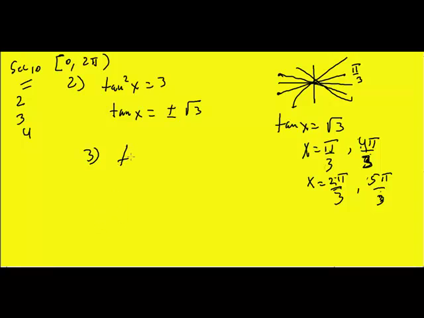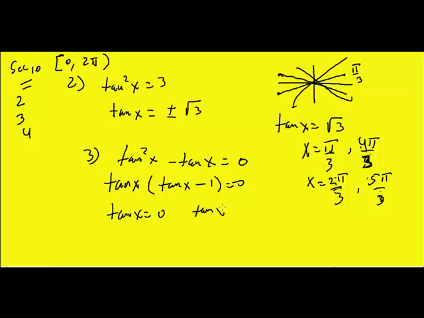Tangent squared x minus tangent of x is equal to 0. So first thing I'm going to do, what's that? Factor out a tangent. What's left? Tan x minus 1 is equal to 0. I get tan x is equal to 0. I get tan x minus 1 is equal to 0. I get tan x is equal to 1.